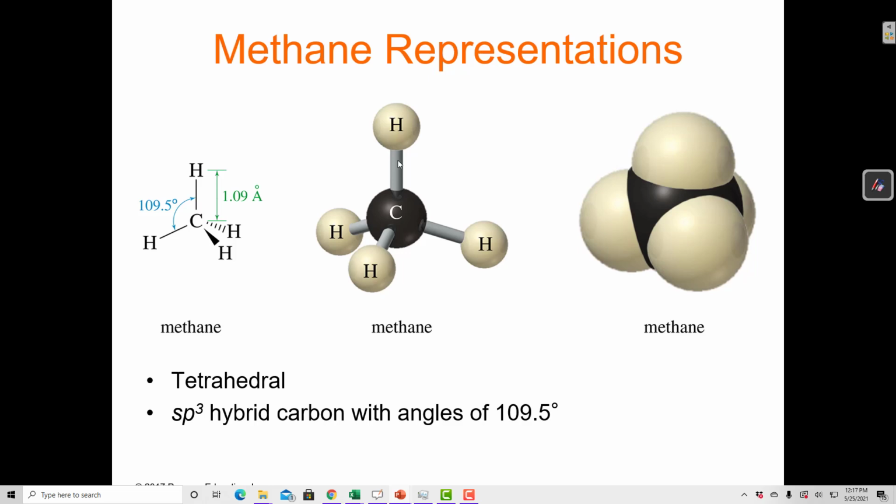So methane has a tetrahedral geometry. So remember, we looked at this before. When there's 4 pairs of electrons, they're trying to get as far apart from each other as they possibly can. And that results in a structure that looks like this, where all of these bonds are equally distant from each other. This is as far apart as they can possibly spread, and that gives us 109.5 degrees. And the bond lengths in methane are all the same, which is 1.09 angstrom.